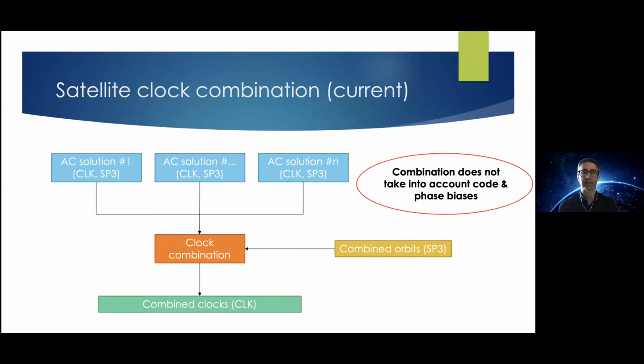The way the satellite clock combination currently works is that it first ingests the combined orbits and the solutions from the different analysis centers, which includes the clock and the orbit files. The orbit files are needed to apply corrections to the clocks to make them consistent with the combined orbits. But then, as you can see, the combination doesn't take into account the code and phase biases that are provided by some analysis centers. And for this reason, it's not possible for users to do PPP-AR solutions with the current IGS orbit and clock products.